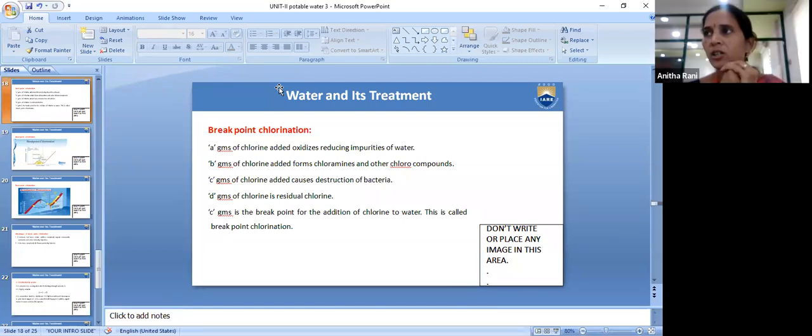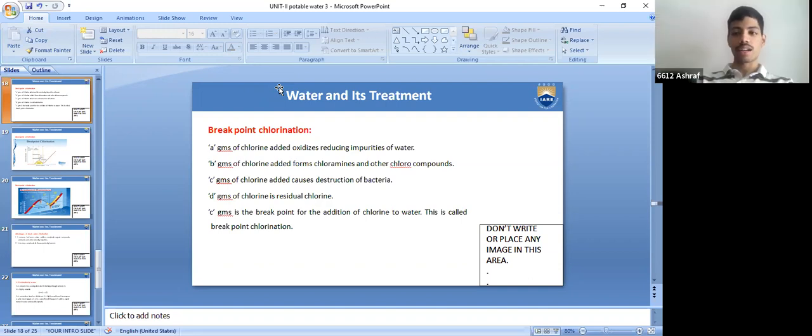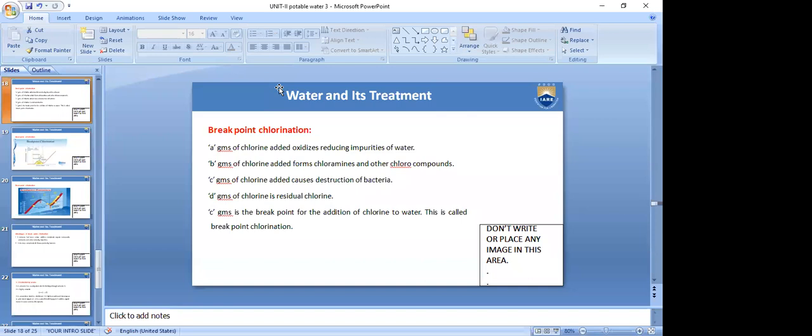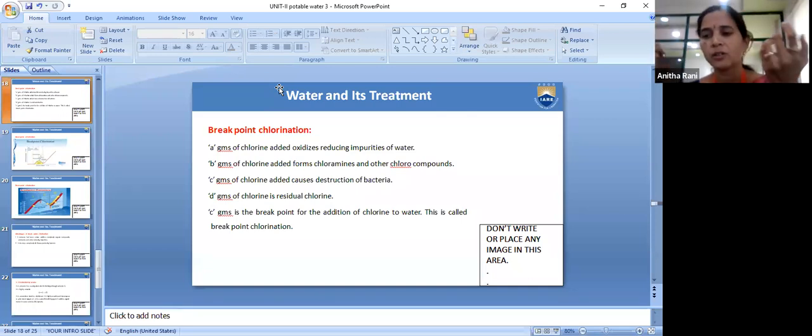Residual chlorine. So if you are adding excess chlorine, what happens? Bad taste, odor, and it is toxic. We get all the health problems, toxic to human beings. If you are adding less amount of chlorine, then what happens? It does not completely kill the bacteria. We cannot use it as drinking water. Yes or no?